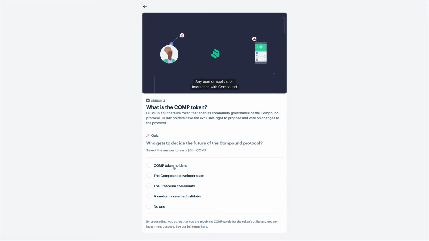Any user or application interacting with Compound can earn COMP. The more crypto assets a participant supplies or borrows with Compound, the more COMP they will earn in return. Similar to how interest is earned with Compound, COMP distribution is calculated dynamically on a per-block basis and distributed to suppliers and borrowers in each market.